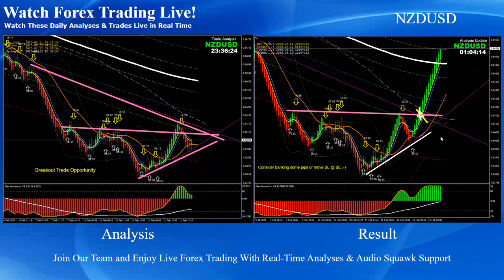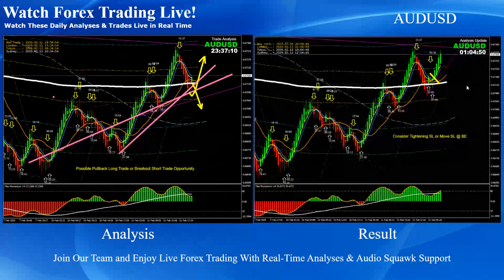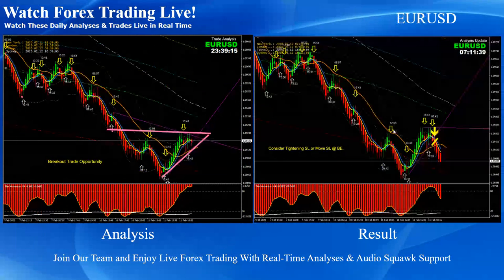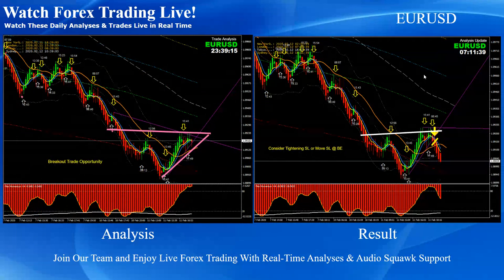That's basically, even the news supported last night. Beautiful long trade on news US dollar. Aussie dollar, pretty straightforward, beautiful pullback long trade. And Euro USD, pretty straightforward. This was a very short trade on breakout.